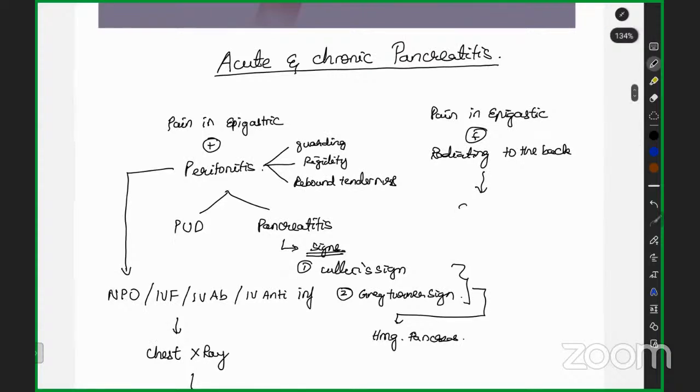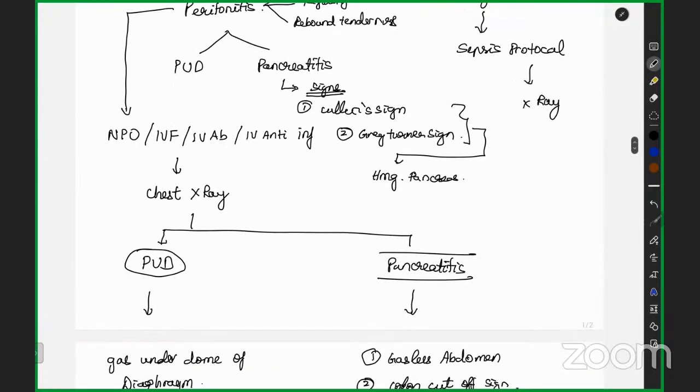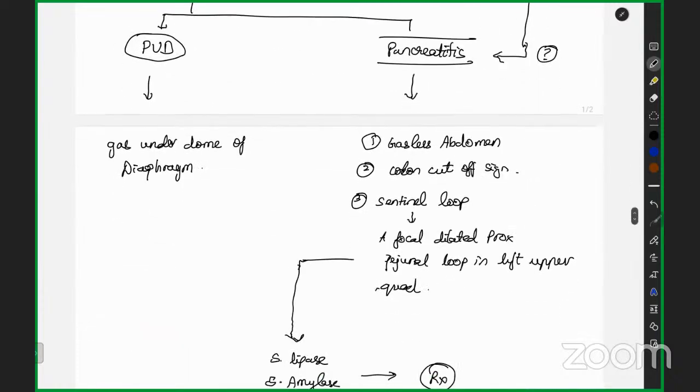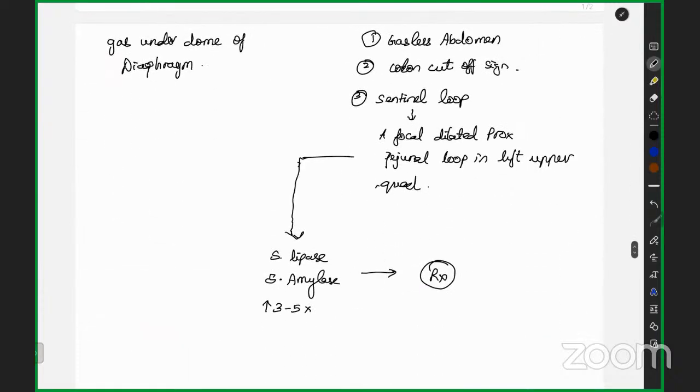You will start with the sepsis protocol, then take an X-ray, and after the X-ray you will go for the serum lipase level. There can be a suspicion of pancreatitis, so you're going to go for serum lipase and serum amylase levels. Now the serum lipase and serum amylase levels are going to be more than 3 to 5 times the normal.